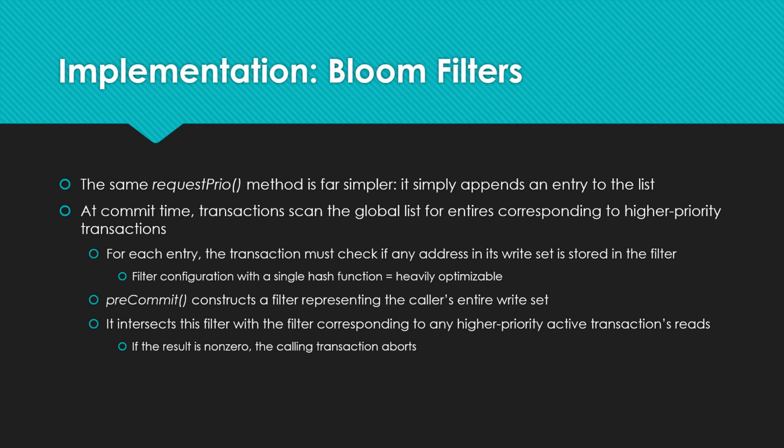And then the precommit function that is called right before commit constructs a filter representing the caller's entire write set. It takes this filter and intersects it with a filter corresponding to any other higher priority active transactions. And if the result is non-zero, the calling transaction aborts.